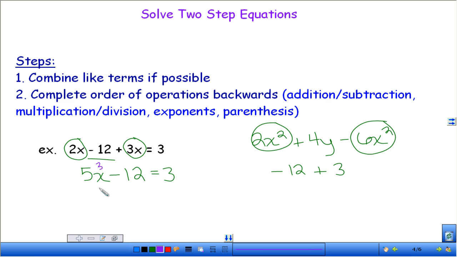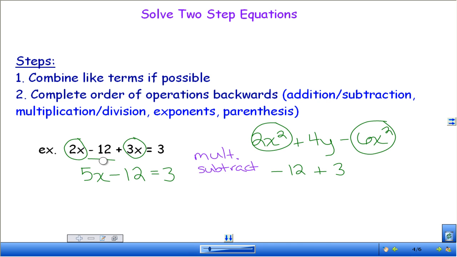Following regular order of operations, what are we going to do first? We're going to do multiplication first. So I'm just going to write that down over here. We're going to multiply the 5 times the 3 first. Everybody agrees with that? And then what are we going to do next? We're going to subtract. So, if you get in the habit of writing this down, step 2 is pretty easy. You start at the bottom and you do this backwards.